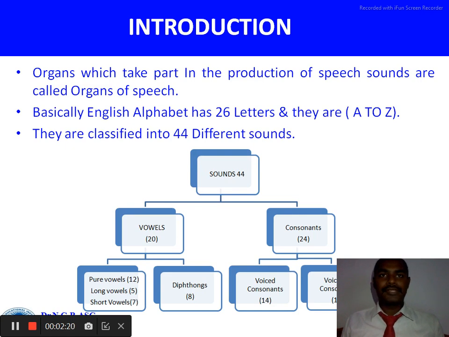And again the pure vowels can be classified into two types, long vowels and short vowels. And diphthongs are nothing but double sounds. Next, consonants can be classified into two types, voiced consonants and voiceless consonants. So what is meant by voiced consonant? When we pronounce a sound and the vocal cords vibrate, that's why we call it a voiced sound. But in an unvoiced sound there is no vibration. So when we pronounce a sound without any vibration, we call it a voiceless sound.